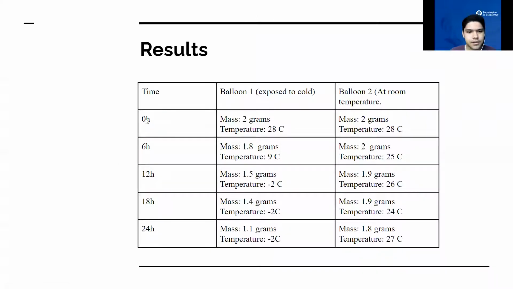Here we can see the results, the time, and the first balloon, which was exposed to cold temperatures, and the second balloon, which was left at room temperature. The temperature was around 27 degrees on average for the balloon that was exposed to room temperature, and for the cold balloon, it was around -2 Celsius. So, keeping this in mind, we can see how the mass of each balloon measured with the spoon changed over time according to the temperature at which it was stored.